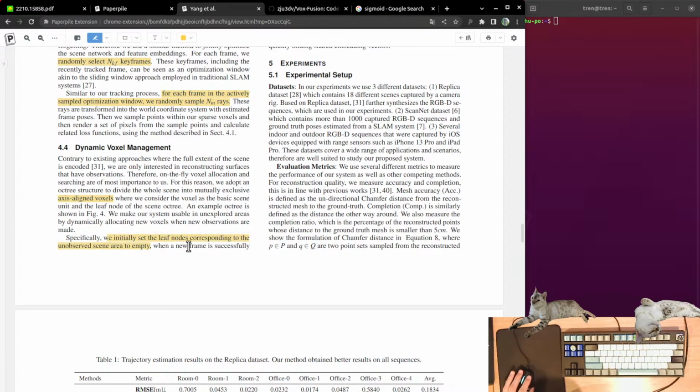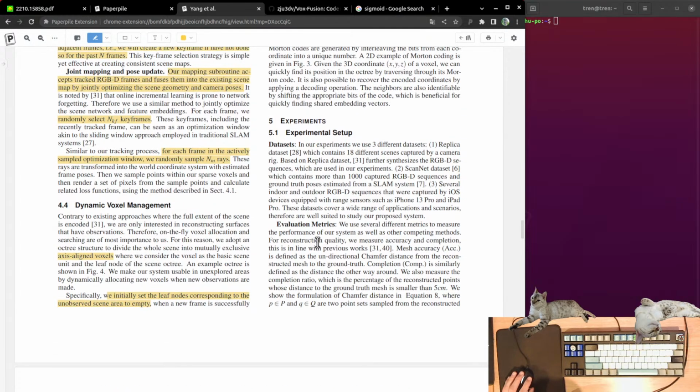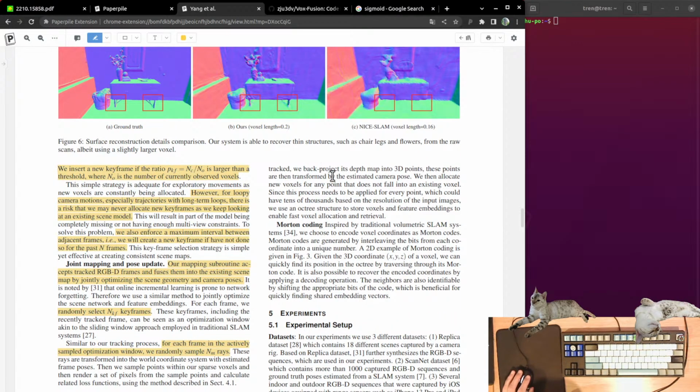Okay, leaf nodes are empty. We back project the depth map into 3D points, so that's kind of how they're getting the point cloud that they were talking about earlier. They're using the depth, which is coming from the sign distance function, and since they know the estimated position of the camera, right, then you can get a 3D point in the world space. We allocate new voxels for any point that does not fall into an existing voxel.